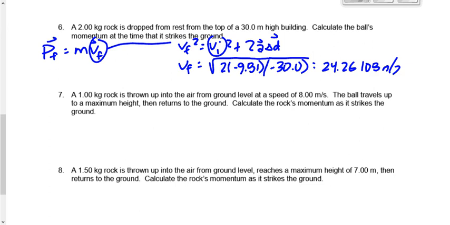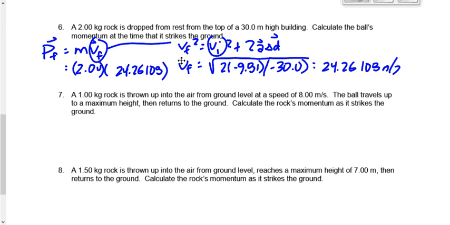Yeah, I don't want to round until my final answer, right? Use your unrounded number until you get to the end, to the bitter end. We're going to now multiply this mass, 2.00 kilograms, times 24.26108 meters per second. Is that good?